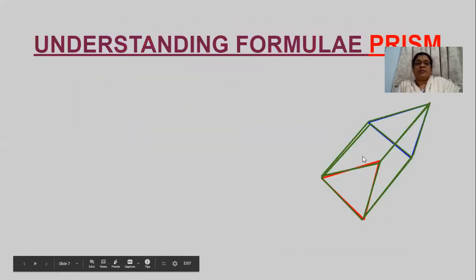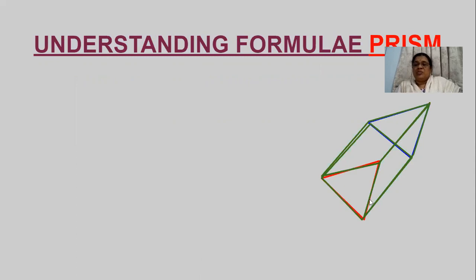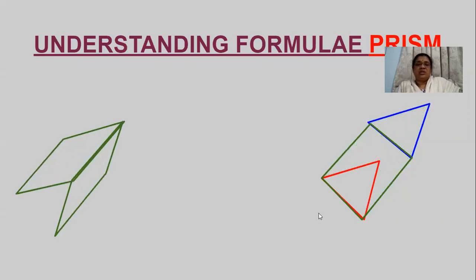Yes, prism. Here the prism has total 5 faces. See, this is one, this is another one, and this is the third one. These three faces combined together, we can call it the lateral surface area of a prism.